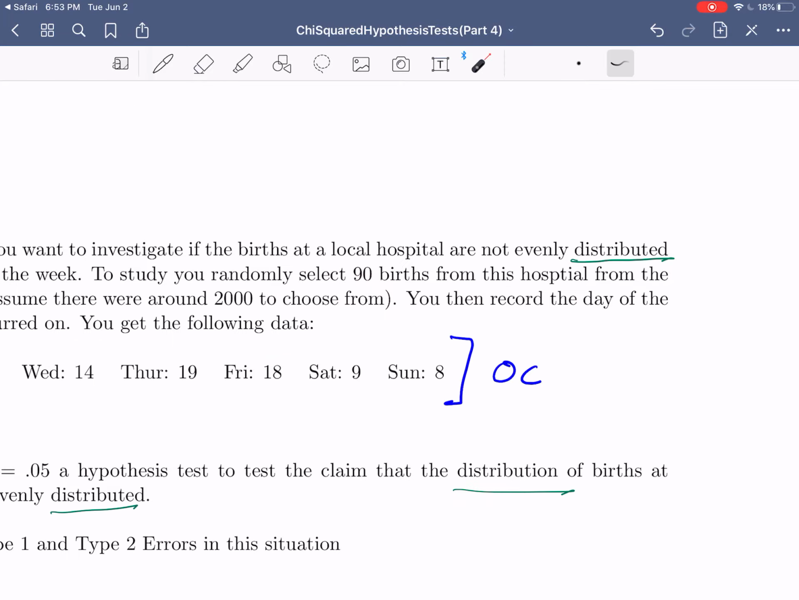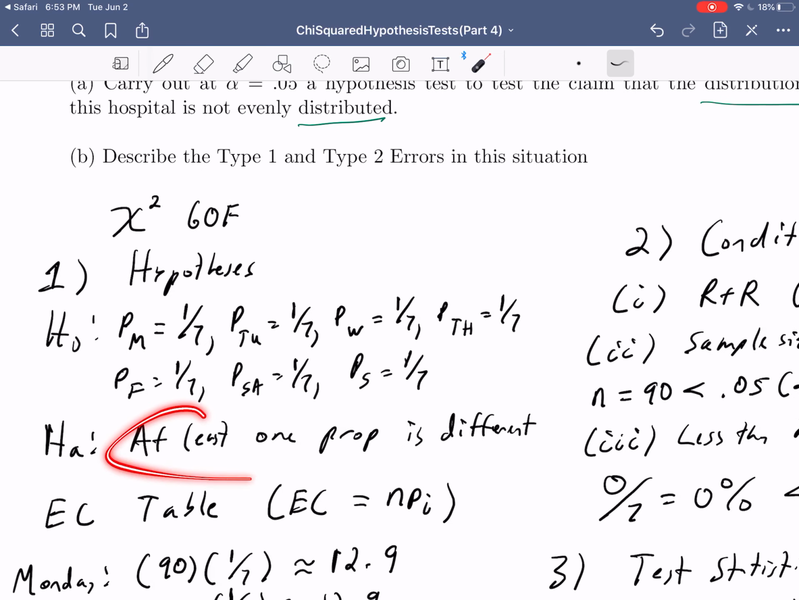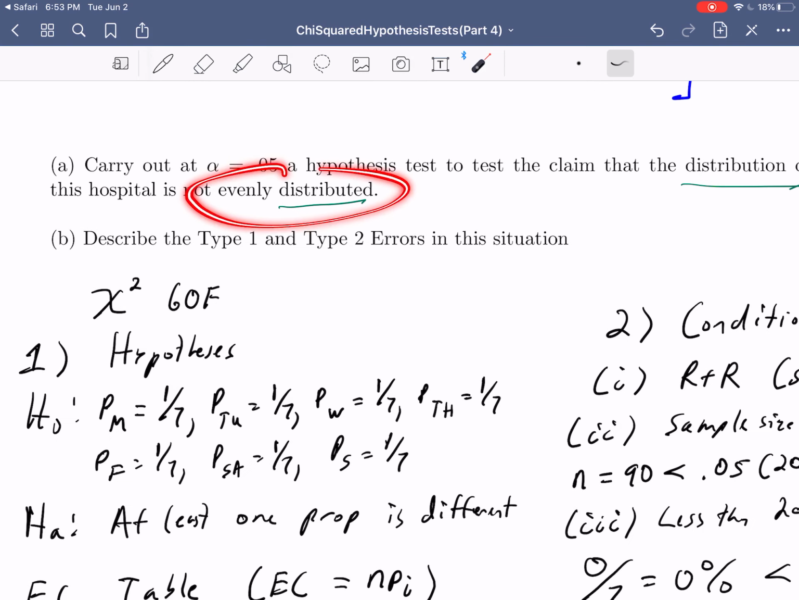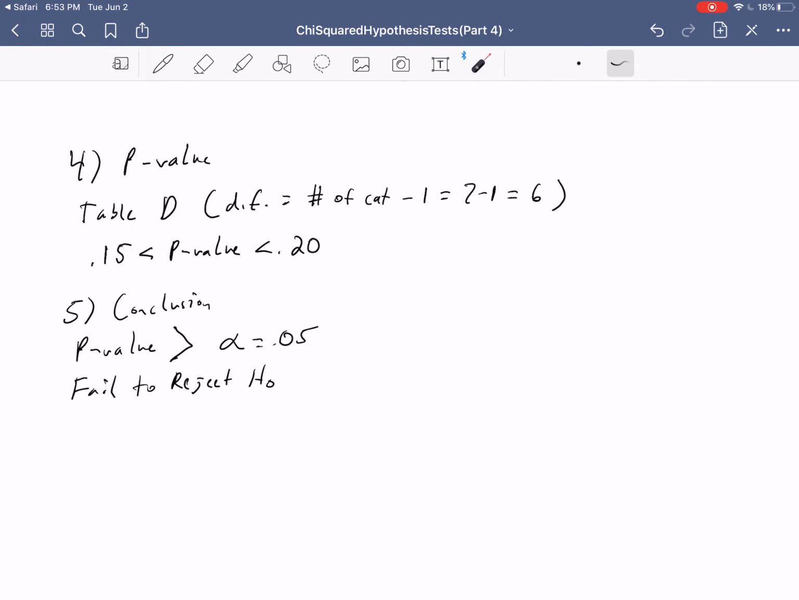What could we say that there's no evidence for then? Well, we could say that there's no evidence that at least one proportion is different, or we could say that there's no evidence that it is not evenly distributed. A little bit weird with that double negative, but absolutely correct way to phrase it.